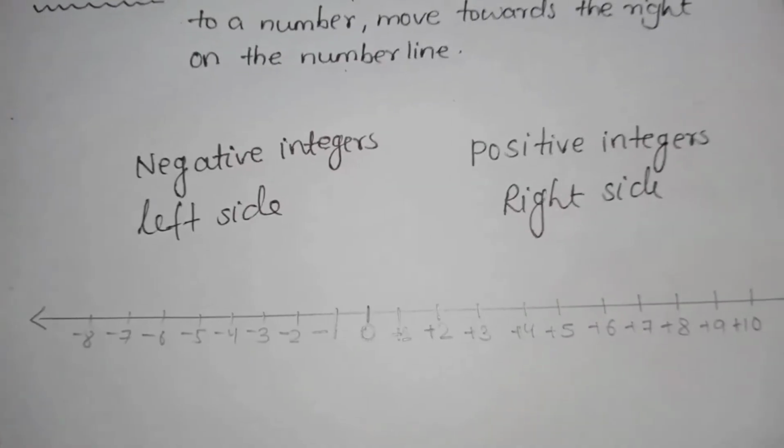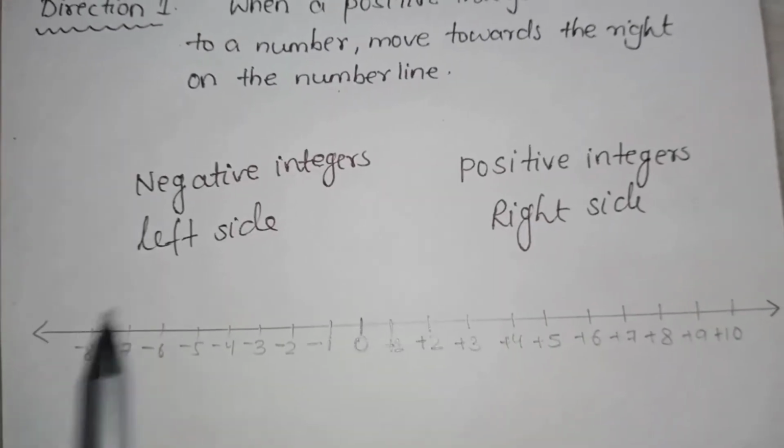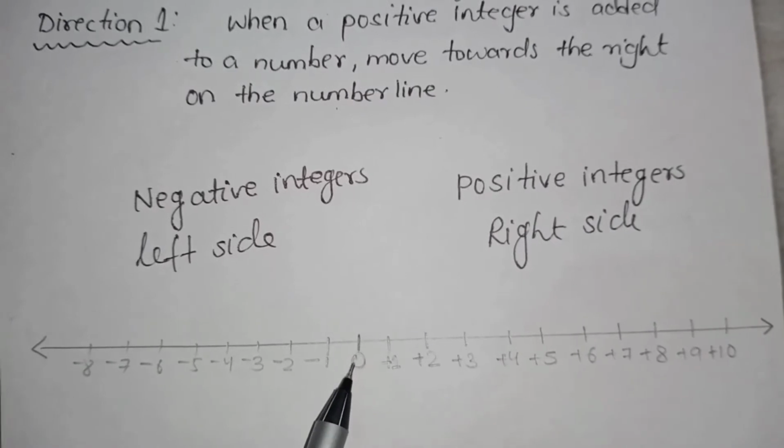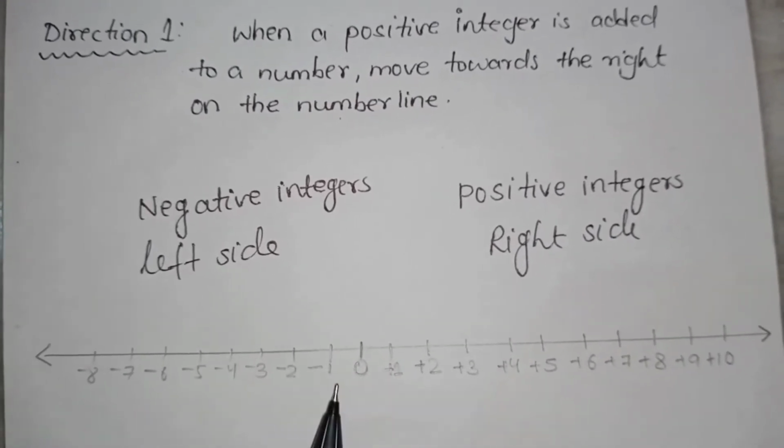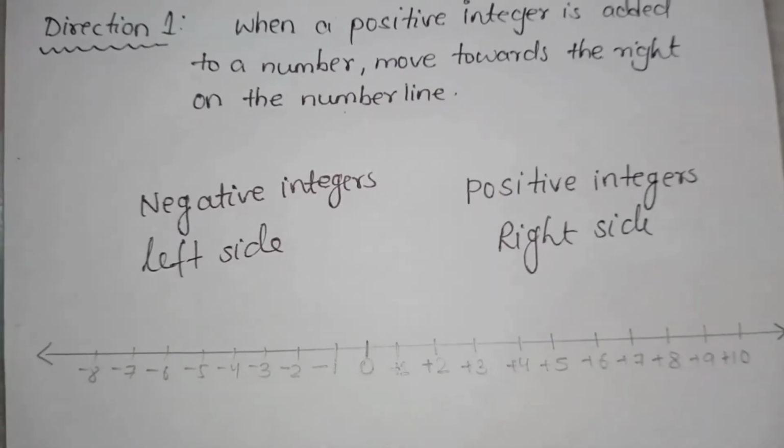And you can see how I made the number line. You take a scale, make a line, then write 0. On this side you write the positive integers, plus 1, 2, 3. And on this side you write minus 1, minus 2, and keep going as much as you need.